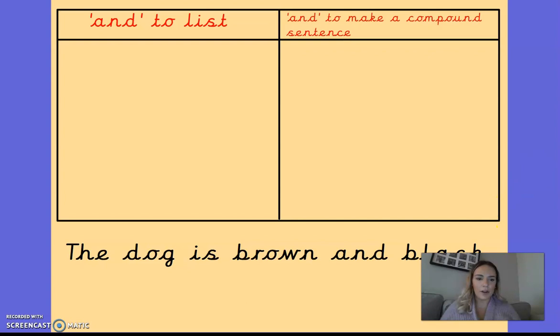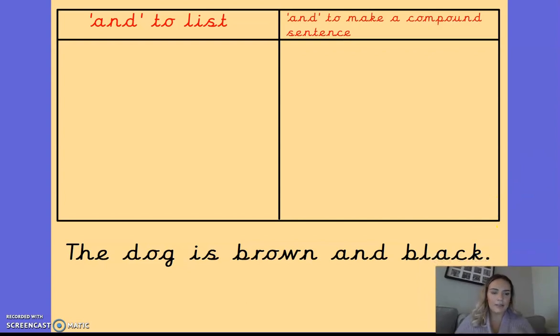You will need the activity that says English starter. If you can, grab that now and cut the sentences up into the strips, or into the boxes that I have put them in on the sheet, and then come back to the video and we will work through it together, sorting them either into and to list or and to make a compound sentence. Hopefully you have now got your sentences in front of you.